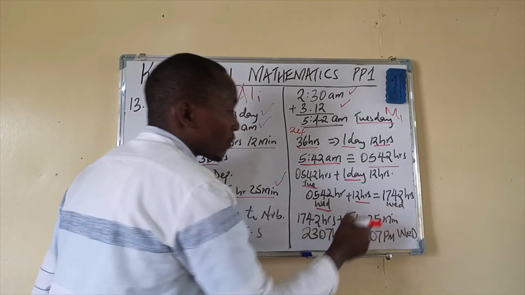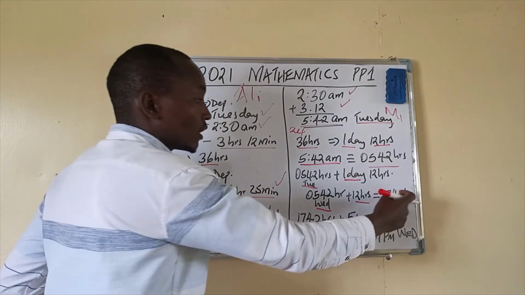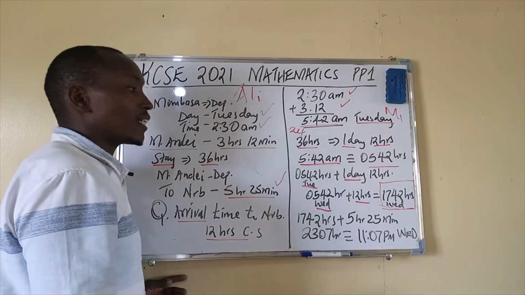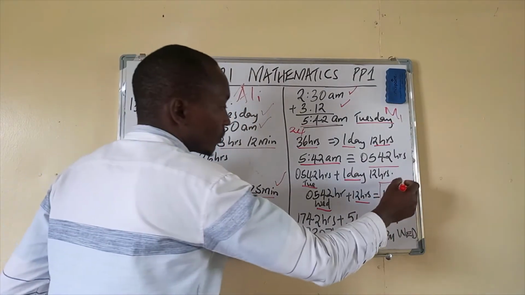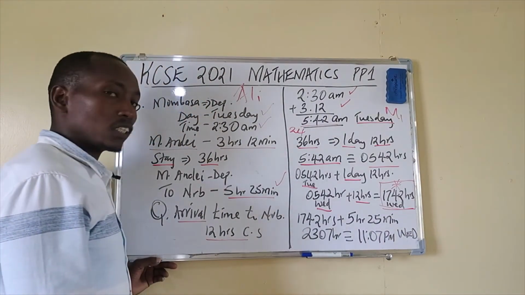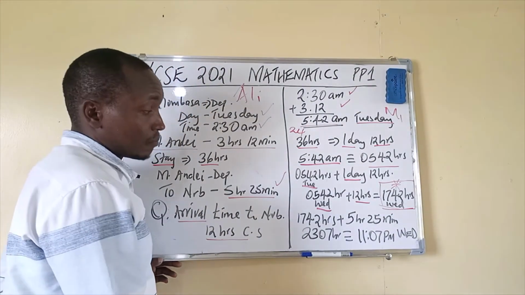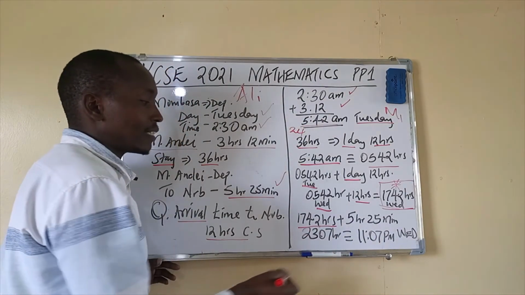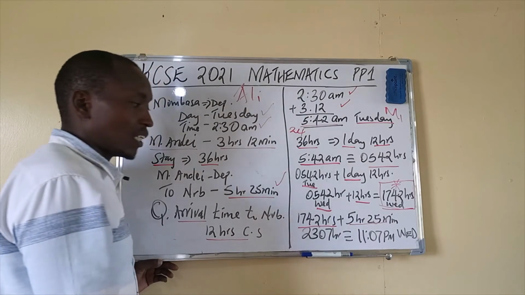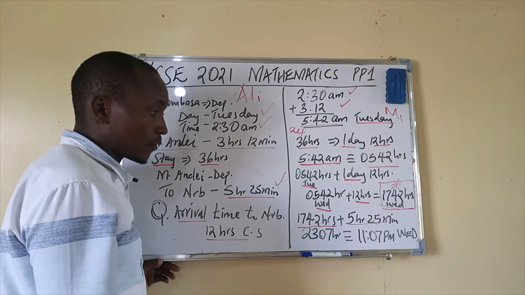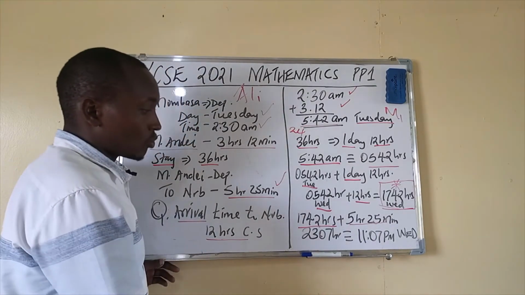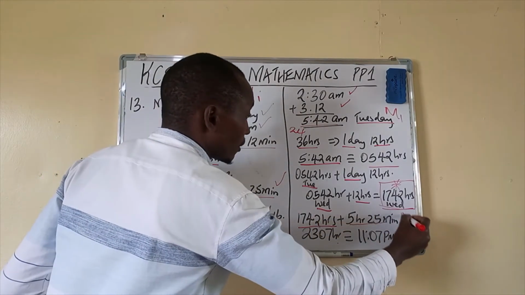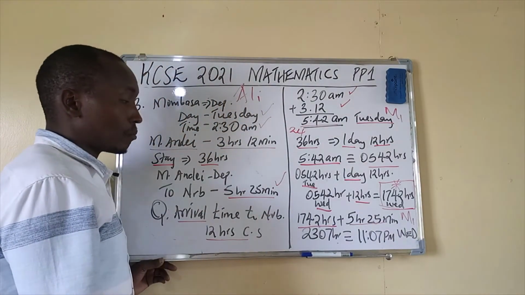Then you add 12 hours. We will be talking of 17:42 hours on Wednesday. So this is the time this guy left Mutito Andei, the departure time from Mutito Andei. Then what do you need to do? As my student, you just need to add the time taken for this guy to travel from Mutito Andei. You add 5 hours 25 minutes, the time taken to travel to Nairobi city. And remember, with the addition, the student was able to score the second method mark.